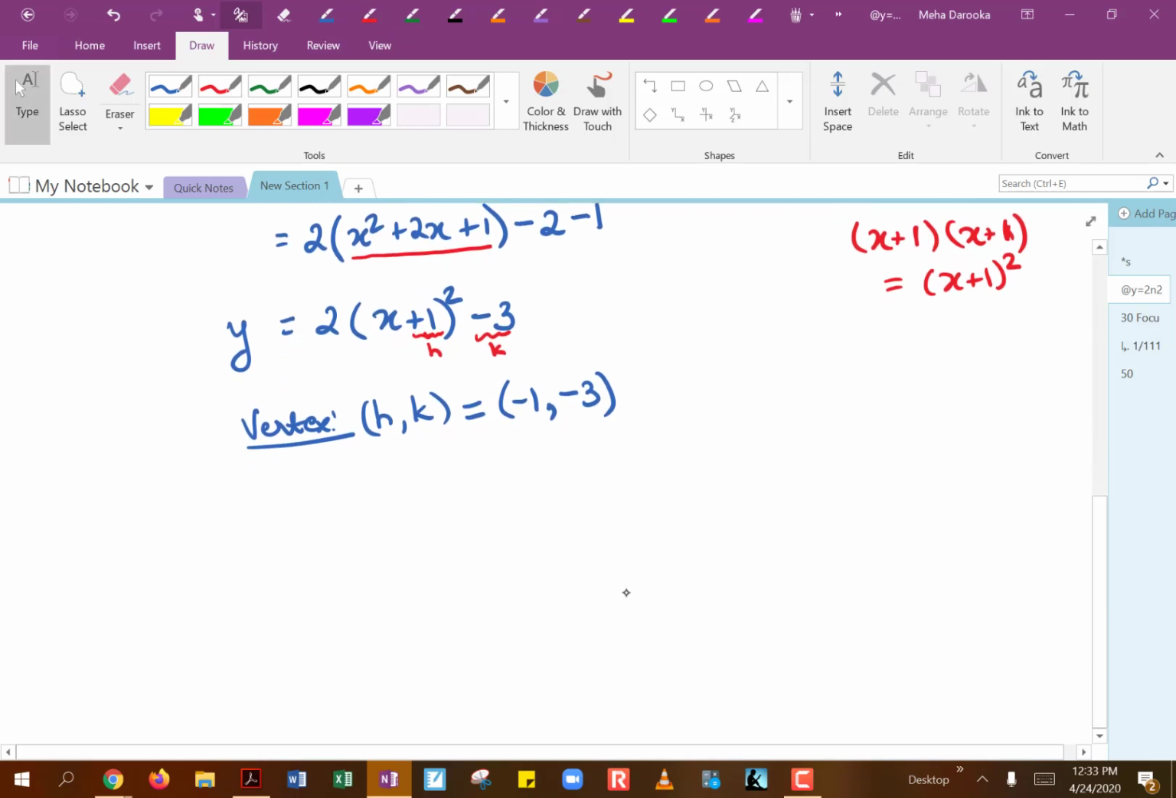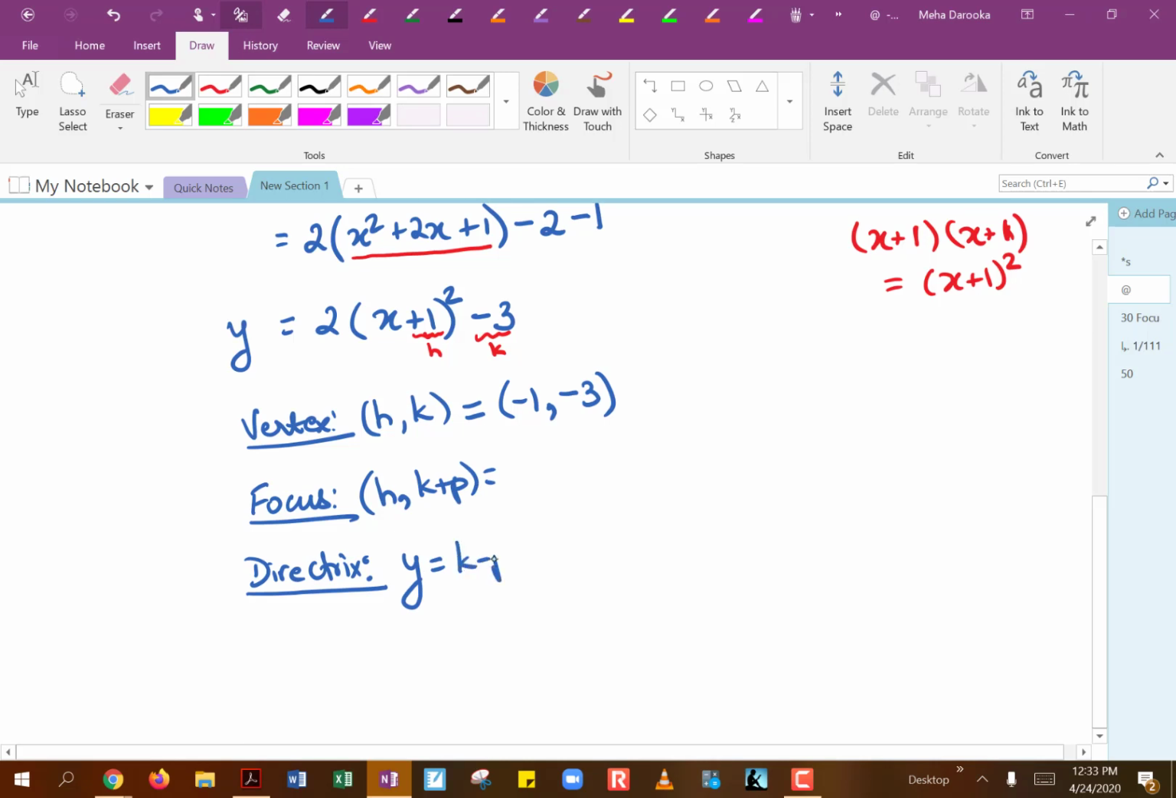Alright, so once you have found your vertex, then we can go ahead and find our focus and the directrix. Now remember, the focus has the ordered pair (h, k plus p). The directrix has the equation y equals k minus p. So we know the focus also has h as its x coordinate, which means we will still have negative 1 over here, but now we need to find what k plus p and k minus p is going to be.